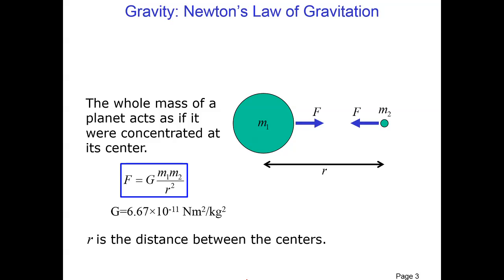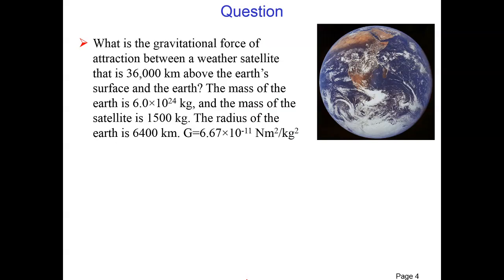It drops off with the square of the distance. So if you double the distance between two masses, the gravitational force is 4 times smaller. So it would be 1/4 the original force. Okay, so we have a question to do here.